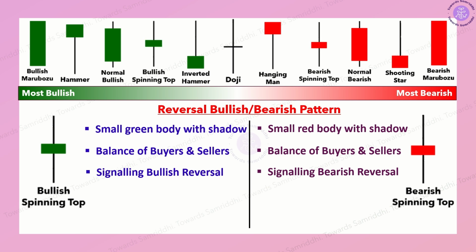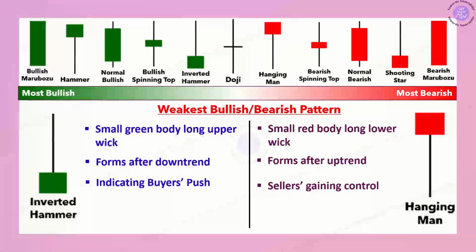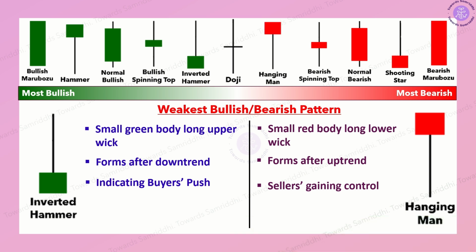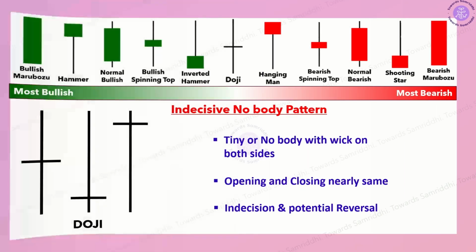Now, come to the weakest bullish and bearish patterns. Inverted hammer. This pattern, an upside-down hammer after a downtrend, has a small body and a long upper wick, indicating buyers push. Hanging man. The hanging man, after an uptrend, has a small body and long lower wick, showing sellers gaining control.